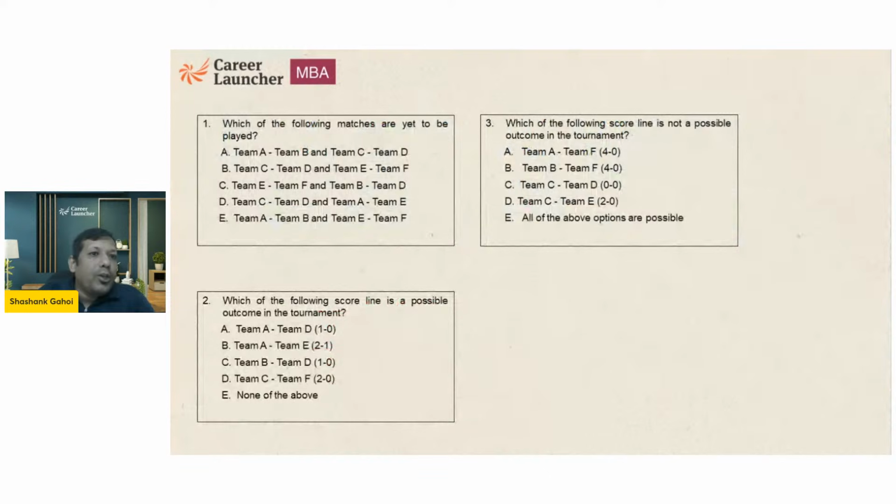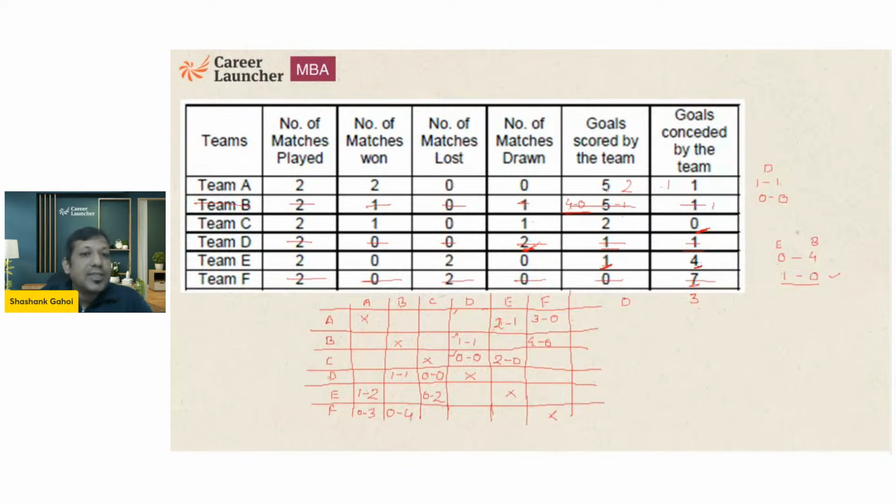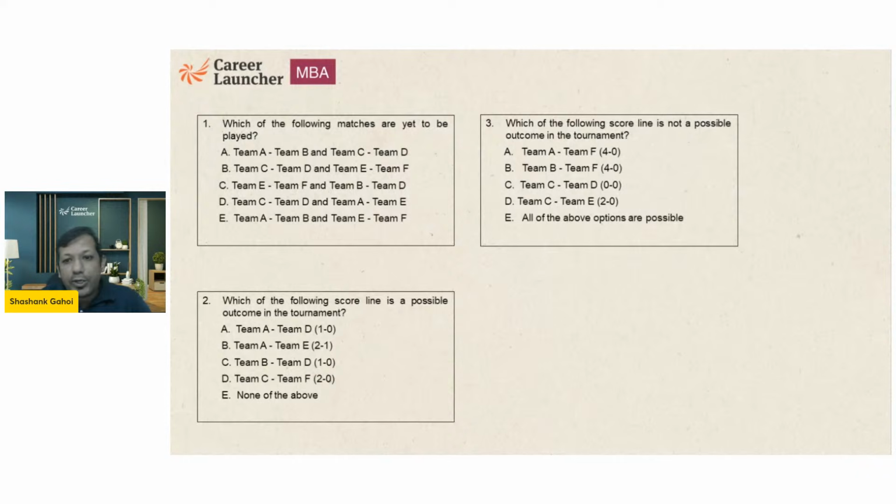Now, which of the following matches are yet to be played? A and B is yet to be played. C and D is already played, so the first option is gone. E and F is yet to be played. B and D already played; that was a draw. C and D already played. So A and B, E and F. So the answer to this question is going to be option E, that is A and B and E and F.